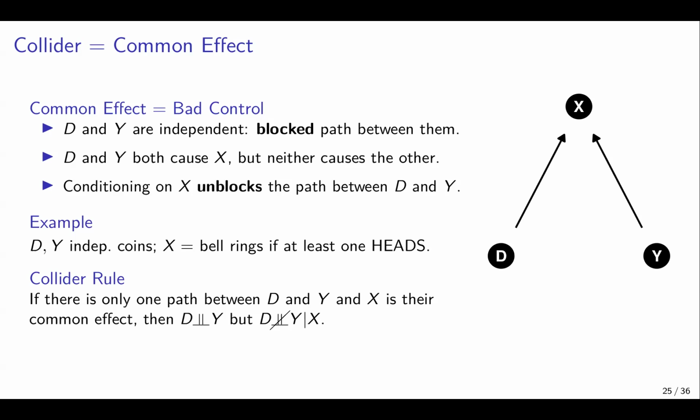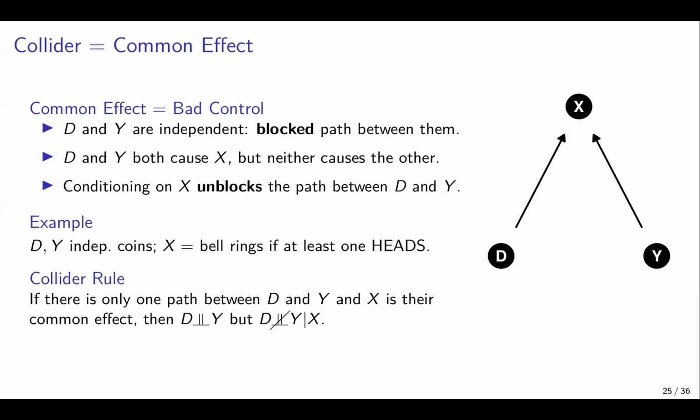There's an example on the slide here that you could give. It's not terribly exciting. Suppose that d and y are independent coin flips, and x is a bell that rings if you get at least one heads. So the coin flips are independent, but conditional on x, they are no longer independent. And if you don't believe me, you can do a quick probability calculation. So here is the collider rule. If there is only one path between d and y, and x is their common effect, then d is independent of y, but it's no longer independent of y after we condition on x.